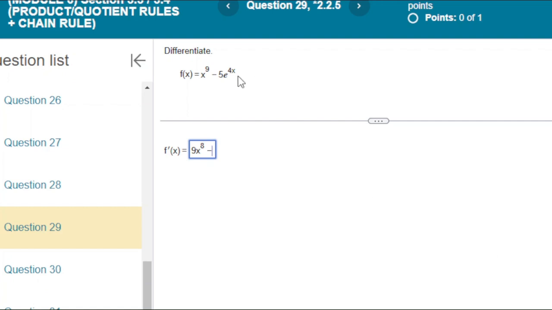minus, well, what's the derivative of 5 times e to the 4x? Well, it's going to be 5 times the derivative of e to the 4x, but the derivative of e to the 4x is just e to the 4x times 4. Okay, and I could write my answer like this, or another way of doing it would be to simplify. The 5 times 4 is really 20. So you could write this as 9x to the 8th minus 20 e to the 4x. Let's see if it'll accept this.